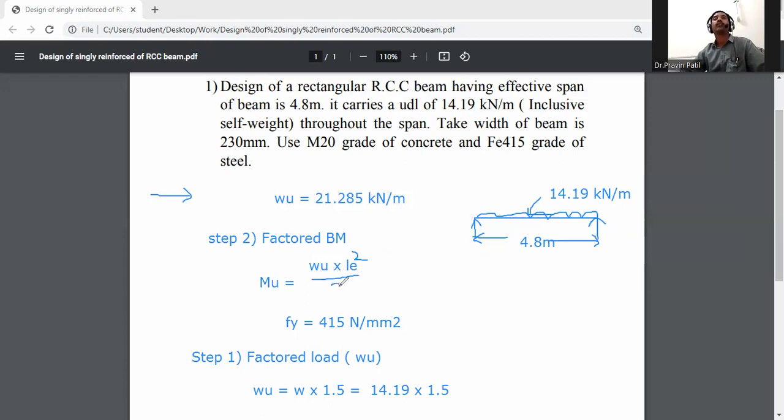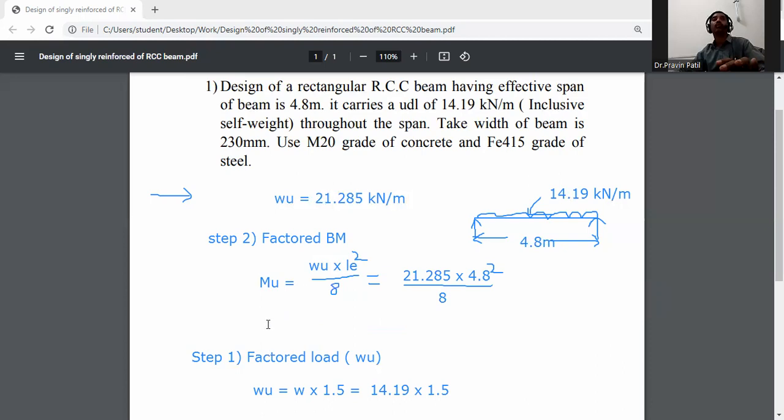This is the factored bending moment, and the beam is simply supported. So Wu is 21.285 into Le, which is 4.8 square, divided by 8. The factored bending moment.